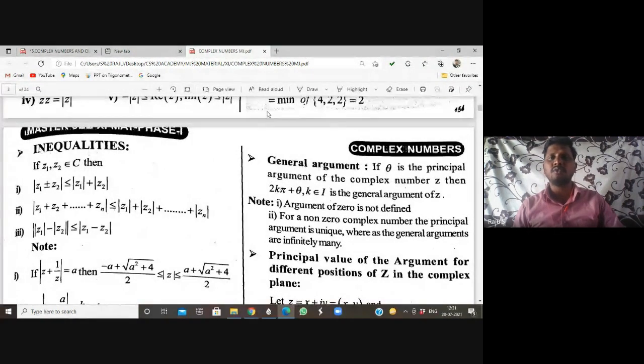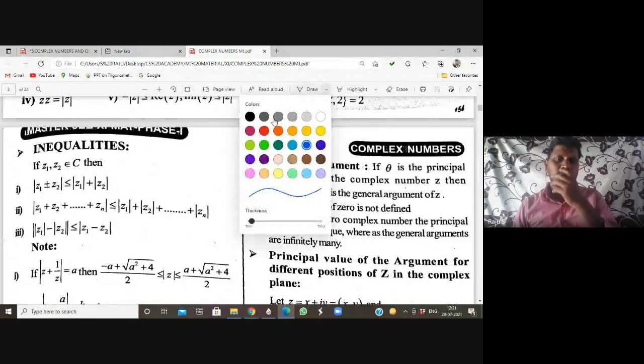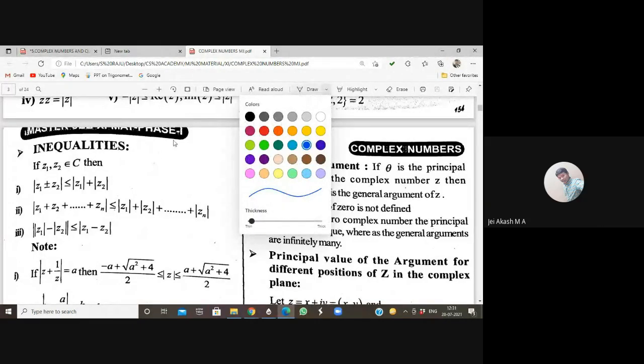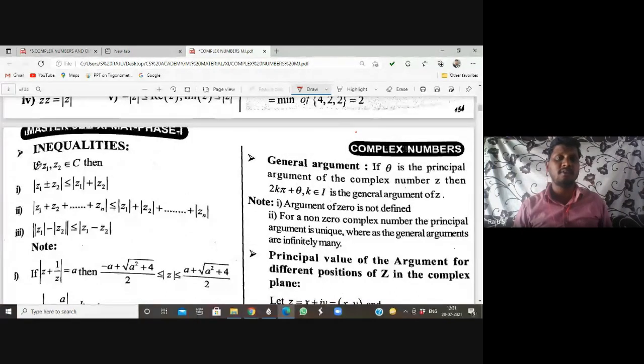If you understood those concepts like inequality, the inequalities use the wavy curve method, which belongs to the real number system. Yes, we can do it with the help of the wavy curve method. Here the same inequality property we can apply for complex numbers also. Next, after this, argument.